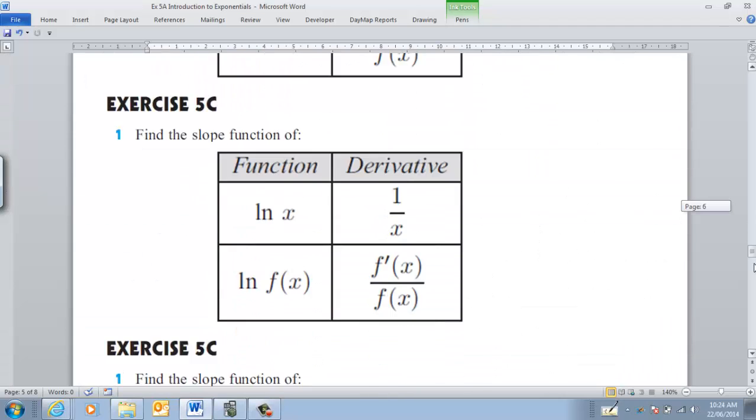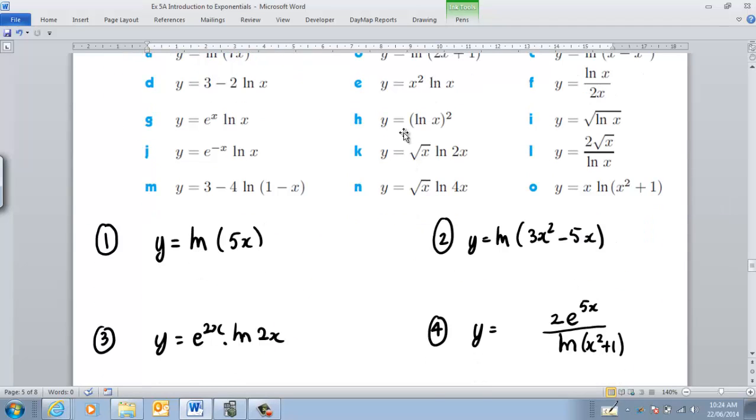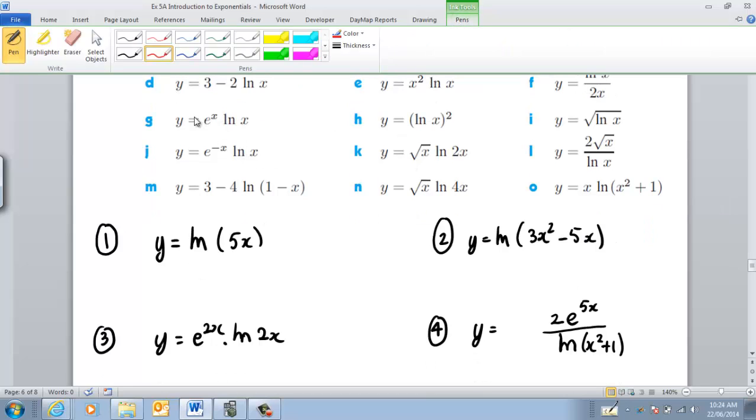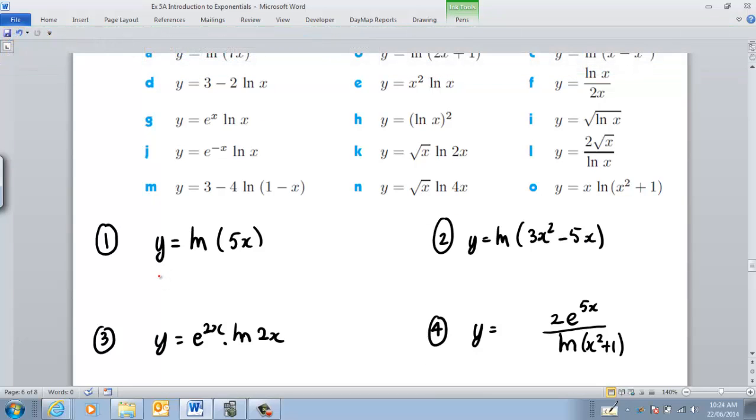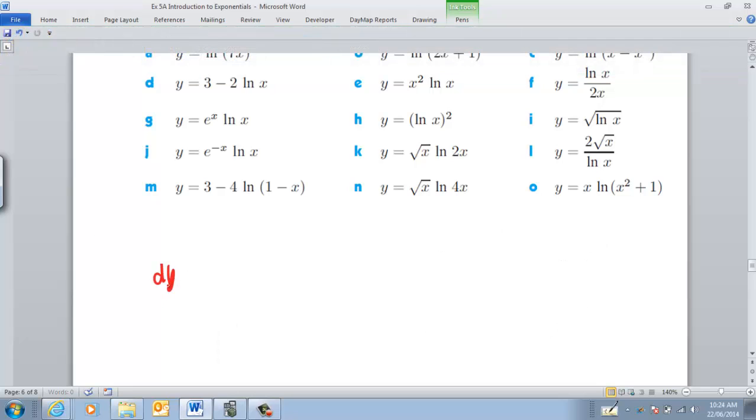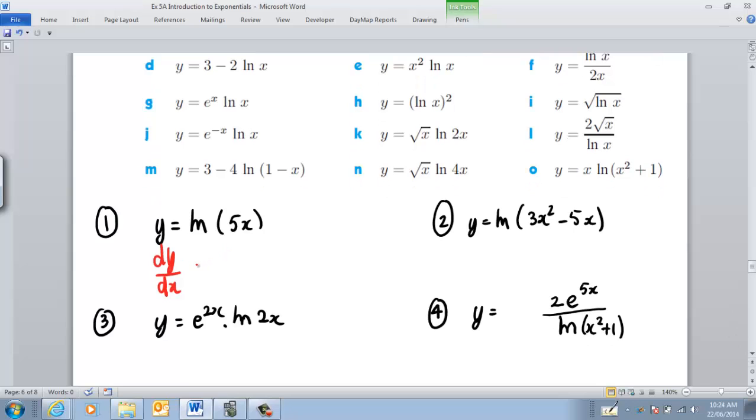We've just got a couple of examples to go through. So if we've got this one over here, dy/dx is going to be equal to, that's simply going to be a function. In this particular case, our function is 5x, and then the derivative of that is simply 5. So that's going to give you an answer of 1 over x.